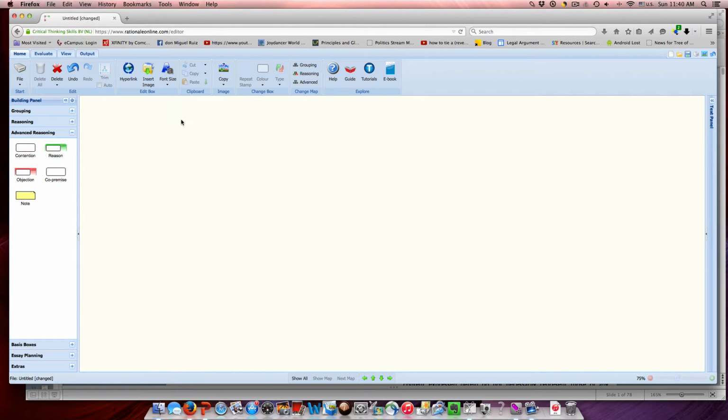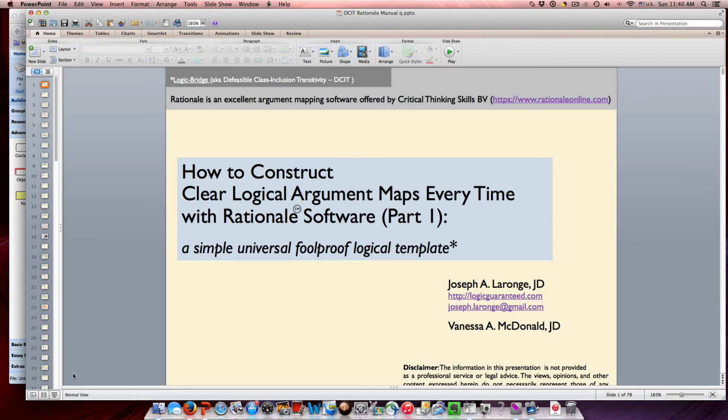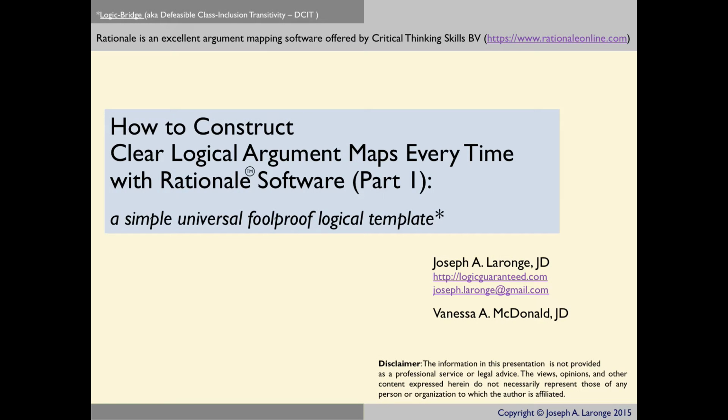This is the online screen of Rationale software. And here's where you can build an argument map, which I'm assuming you're somewhat familiar with. But here you would just put in a contention, and then you add reasons like this, and a reason to a reason, and then you can add co-premises. So it's that type of process that we'll be describing in detail.